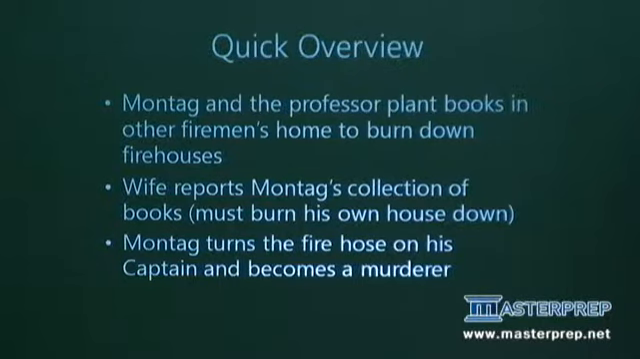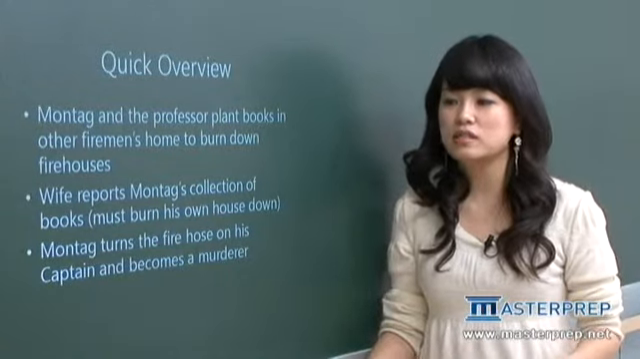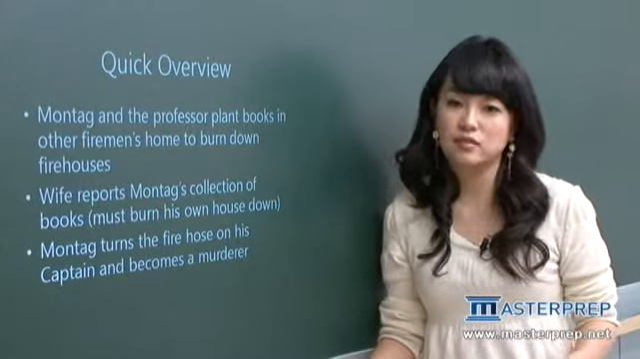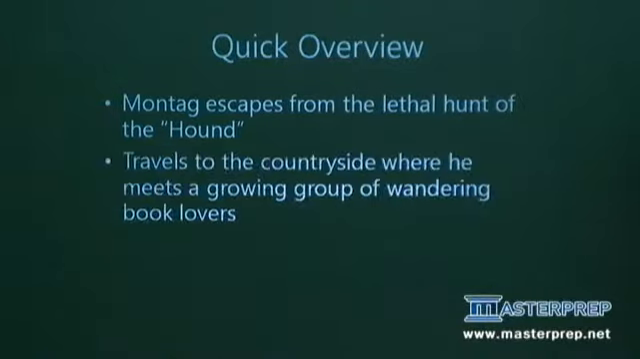And eventually, while he's trying to burn down his house, he ends up killing his captain, who is the antagonist. And the main character ends up being a murderer. And Montague escapes from the lethal hunt of the hound. As we're going to learn later, this hound is not a real dog. Well, he's real, but he's not. So this is another thing that I'm going to talk to you about later. But it's a mechanical hound. And the hound is a killing machine, right?